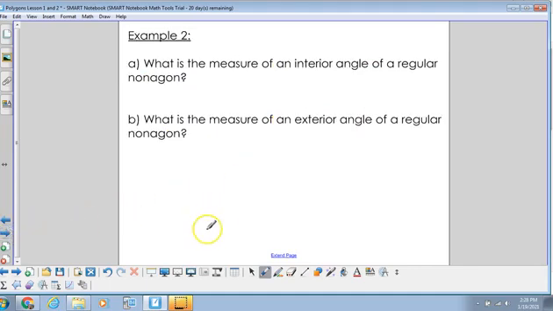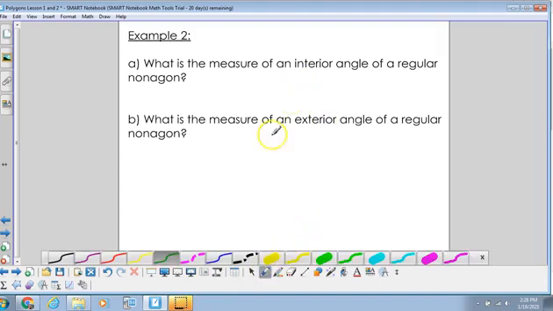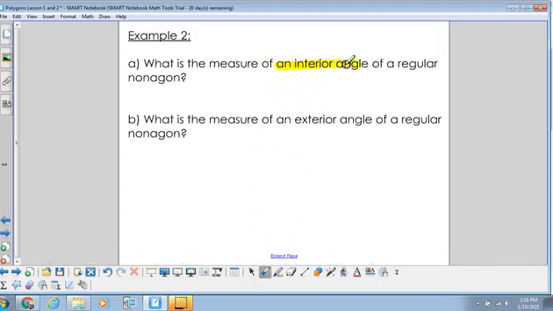Example 2. What's the measure of an interior angle of a regular nonagon? Okay. An interior angle and a regular nonagon. Nonagon. Okay, so 9 sides and n equals 9. First, let's find the sum. The sum is 9 minus 2 times 180. So that sum, when we put it in our calculator, is going to be 1,260. Take that 1,260 divided by 9. That gives us 140 degrees for an interior angle of a regular nonagon.